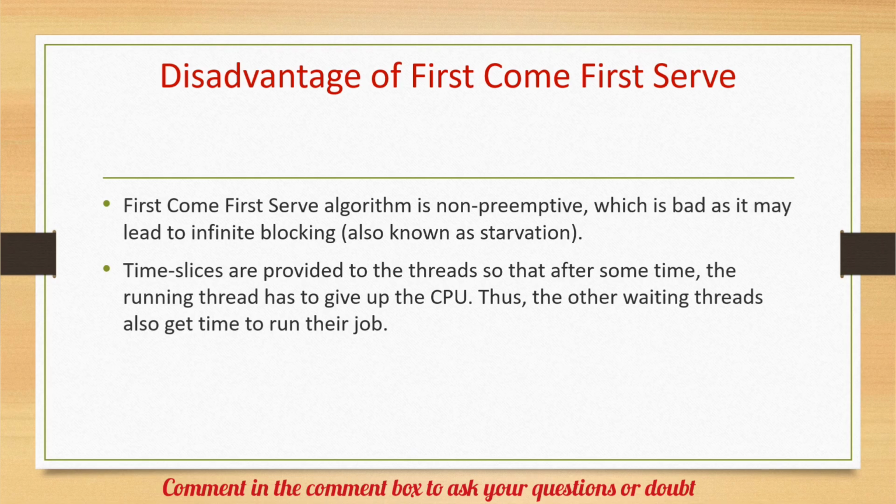Before going to time slicing, there are two disadvantages of the first come first serve algorithm. The first is that it is non-preemptive in nature. Suppose our thread 1 is executing and it is taking a long time, and T2 waits until T1 completes. But T1 is not completing, it is taking a long time, so there might be a deadlock situation. In this case it may lead to infinite blocking, and this situation is technically known as the starvation problem.